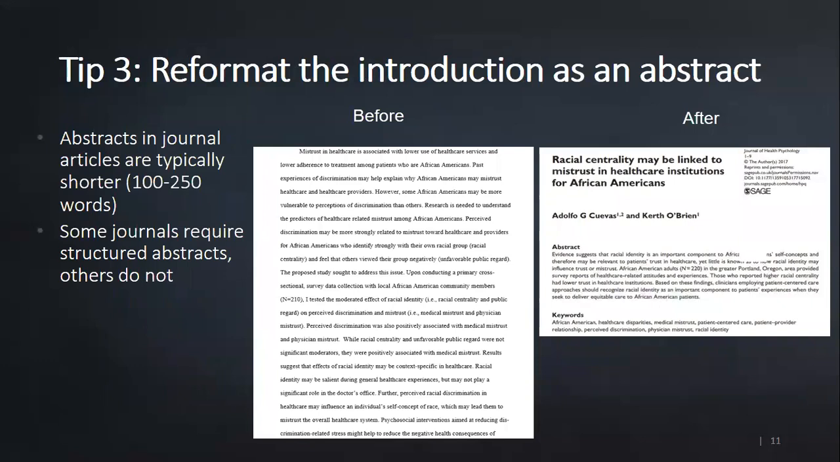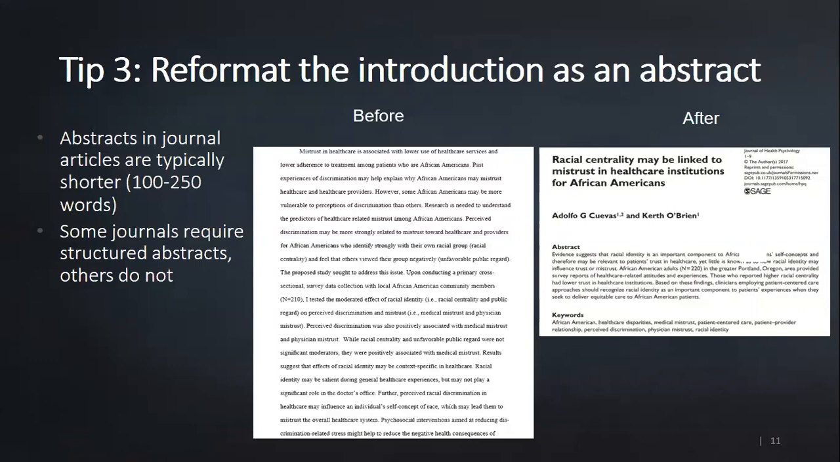Tip number 3, reformat the introduction as an abstract. Writing an abstract can be difficult, but lucky for you, you have the whole thesis in front of you. So you are not basically writing from zero. You already pretty much have a good place to start. While abstracts in journal articles are usually shorter, about 100 to 250 words, than the average thesis introduction, the two have one thing in common.